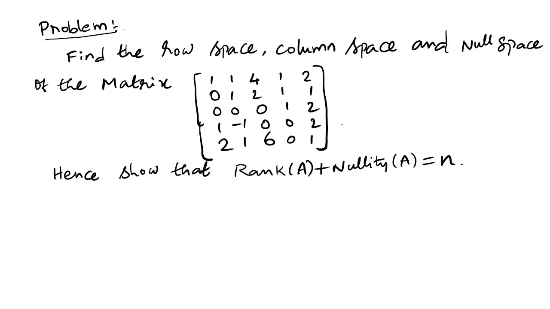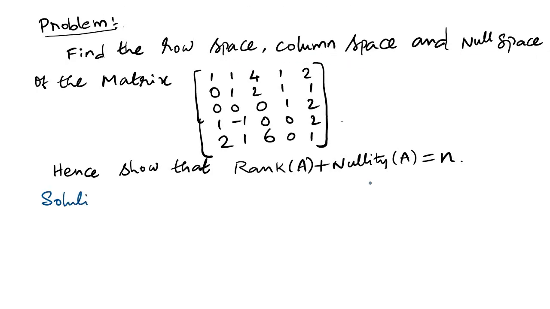Now we are going to solve this example. Find the row space, column space and null space of the matrix. Hence show that rank of A plus nullity of A equal to n. In this problem, we are going to find the row space, column space and null space. Let A be the given matrix.